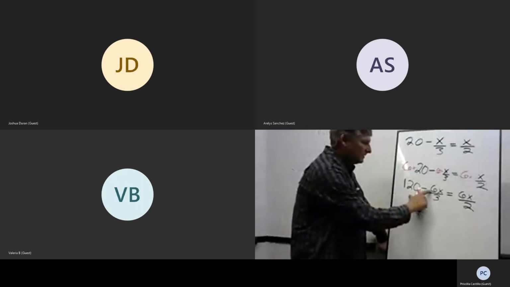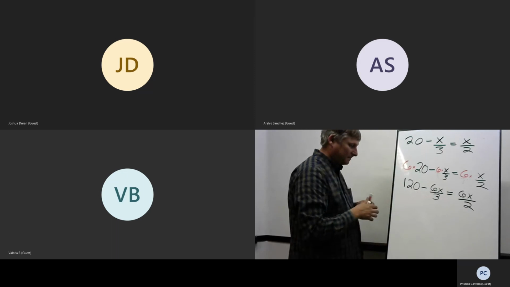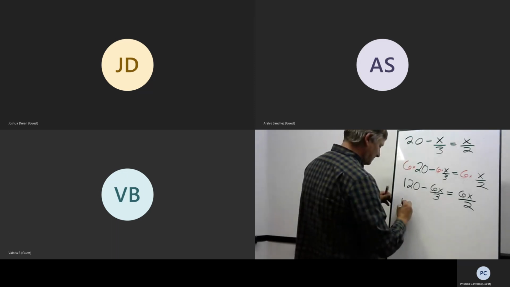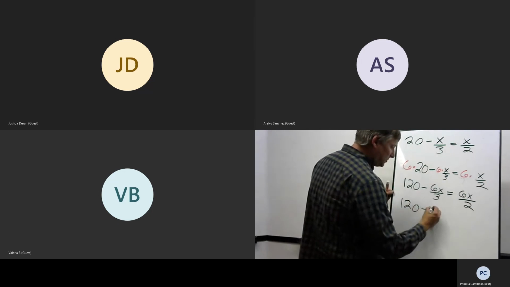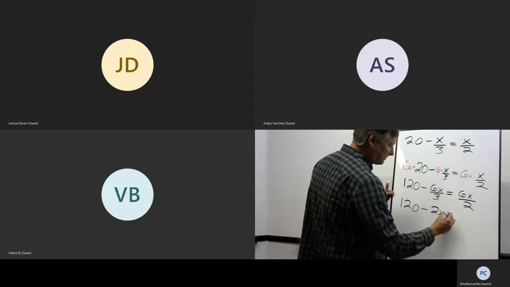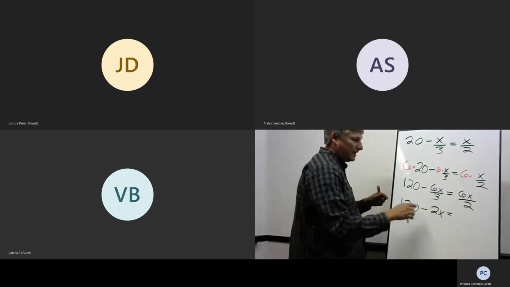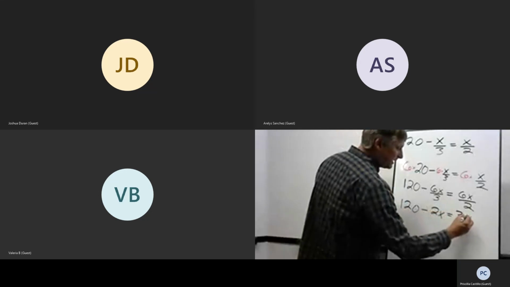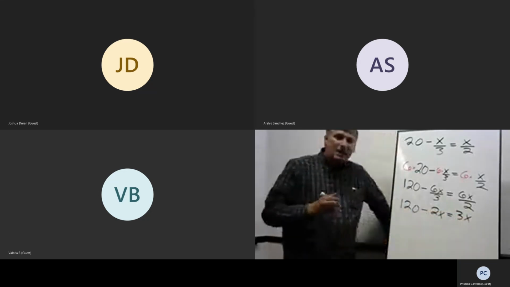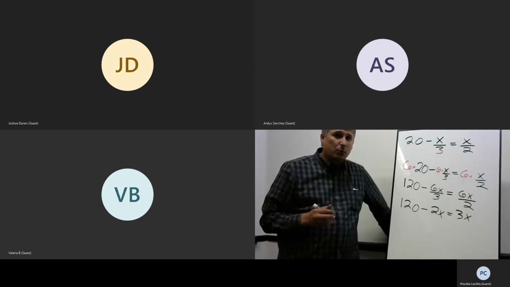Now, this is going to mean 6 divided by 3. So 6 divided by 3 is just 2. So we have 2x. And then 6 divided by 2 is 3. So you have 3x. And now all the denominators are gone, which is what we wanted.